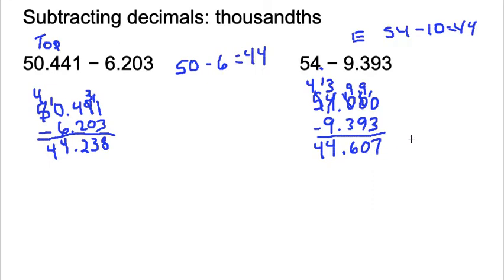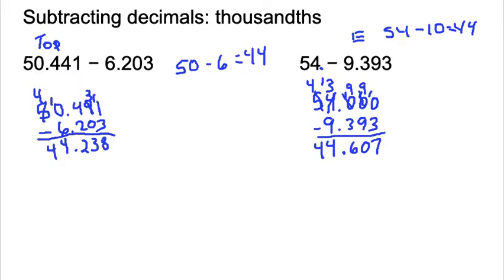You could always check these by adding this one and this one back together. That is another way to check to make sure. So again, we follow our standard algorithm. We have to put zeros out here to keep our place values, and we have to line up the decimals. That's important. When you're subtracting, line up the decimals. Then we just follow the same algorithm you use for subtracting whole numbers.